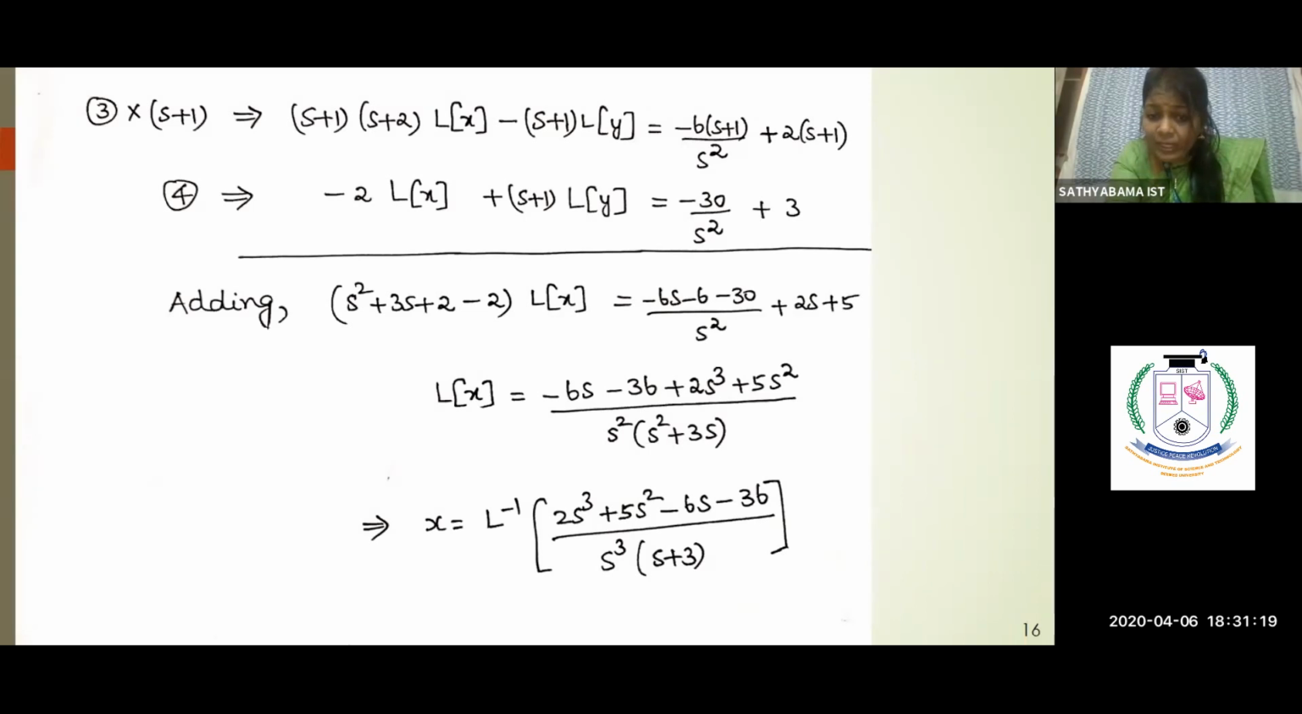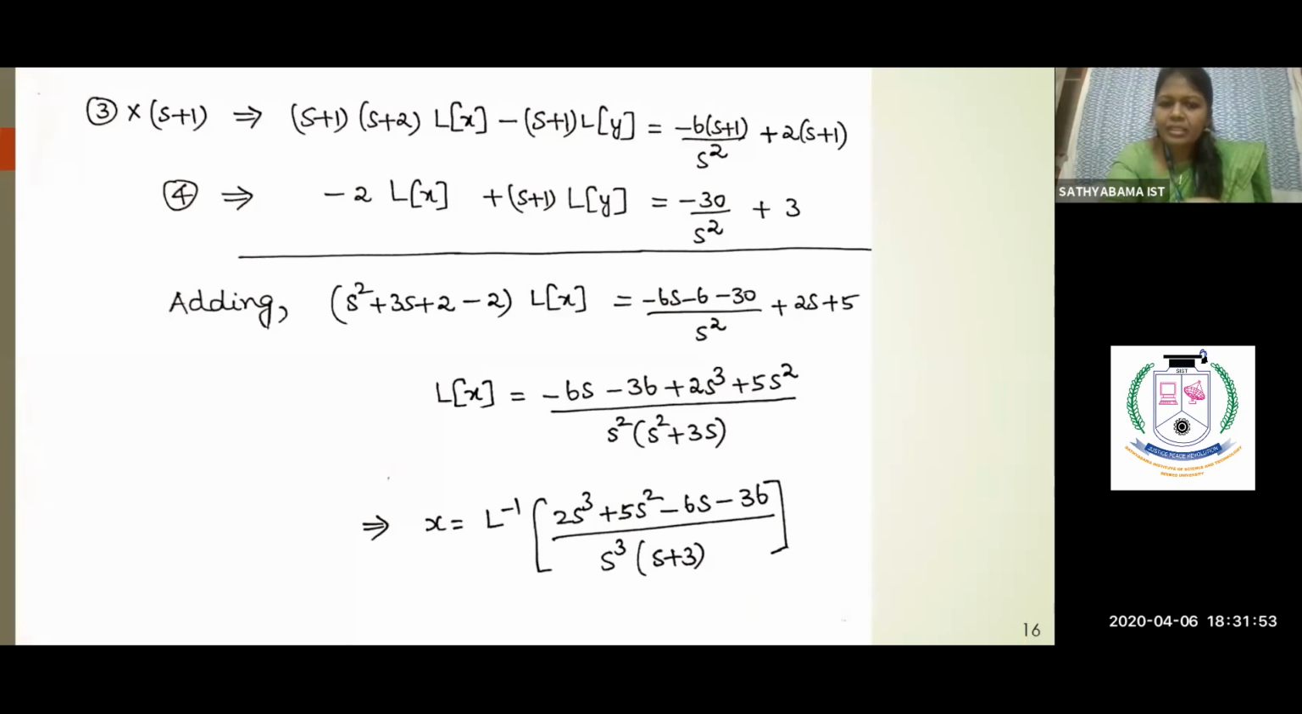How did I get this s square plus 3s? That's from the left hand side. On the left hand side, 2 and minus 2 get cancelled. So I'm left with s square plus 3s, no? When you bring it to the right hand side, you will get s square into s square plus 3s. Have you understood? I've just taken LCM for the right hand side as s square. And after taking LCM, I've brought that factor from the left hand side to the right hand side. So 2 and minus 2 get cancelled, and I'm just having s square plus 3s on the left hand side. That is what I've brought to the denominator.